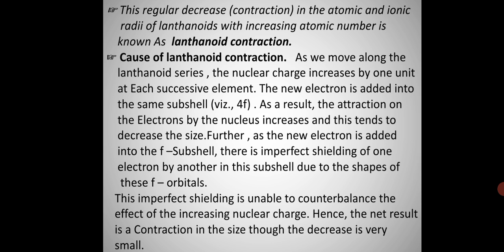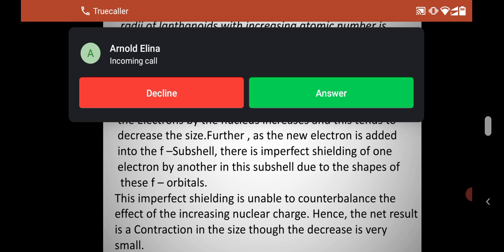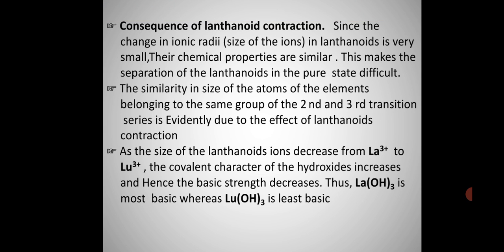This is known as lanthanoid contraction. So, as I said, you can see it on the screen, the regular decrease in the atomic and ionic radii of lanthanoids and actinoids with increasing atomic number is known as lanthanoid contraction. And the causes, I have written on the screen, the causes I have told you. Alright, you can go through the causes.